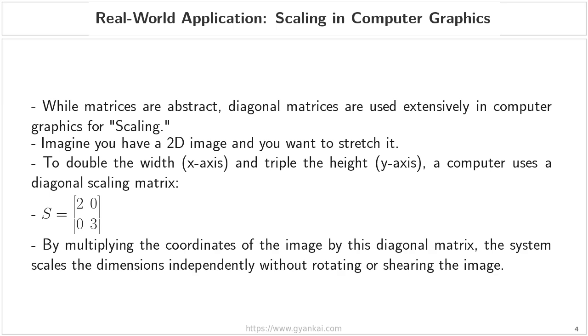By multiplying the coordinates of the image by this specific diagonal matrix, the system is able to scale the dimensions independently. This allows the image to be resized precisely without rotating it or distorting its shape, a process known as shearing. Having seen this practical application, let us now move forward to a step-by-step example to practice identifying these matrices ourselves.